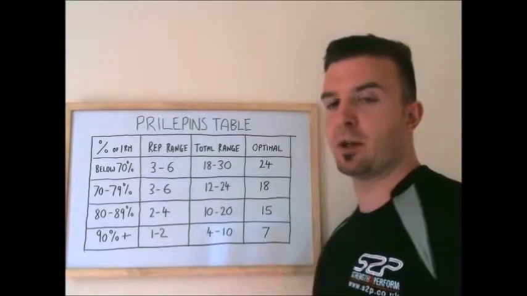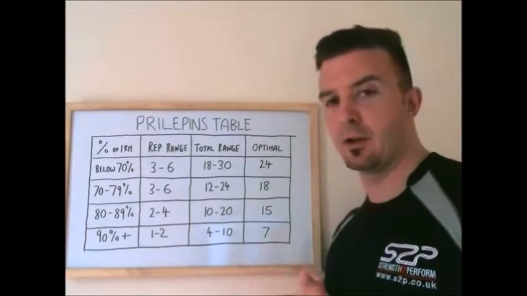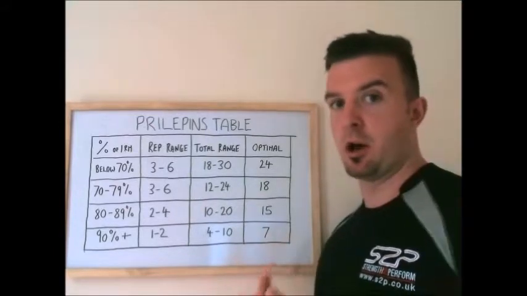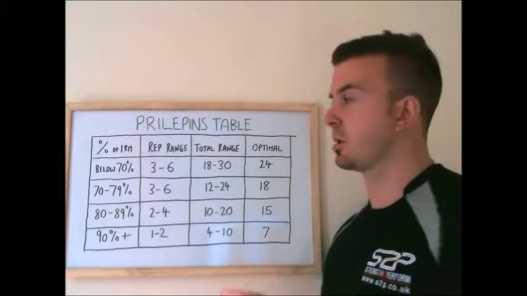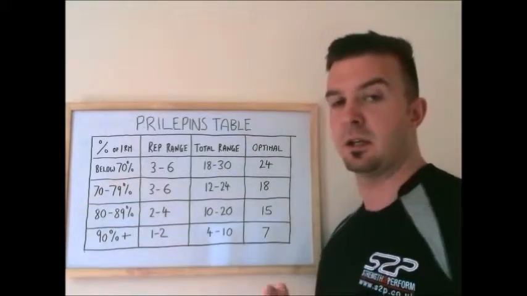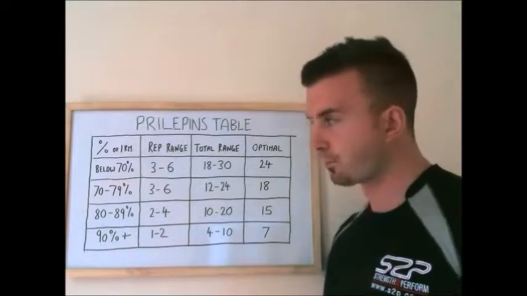So when we speak about what intensities we need to work at to bring about those strength adaptations which we seek, a large percentage, and I mean a large percentage of our total training volume is going to be based in these 2 categories here. So the 70 to 79% and the 80 to 89% range.